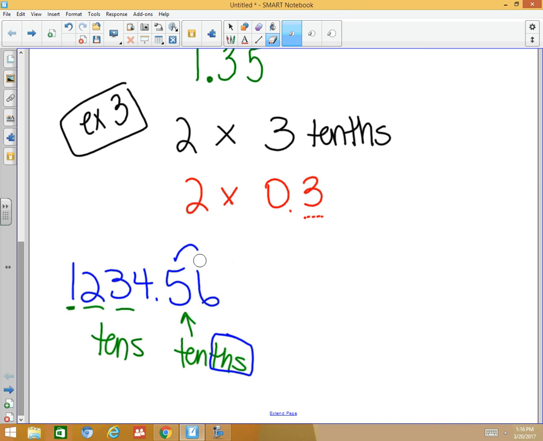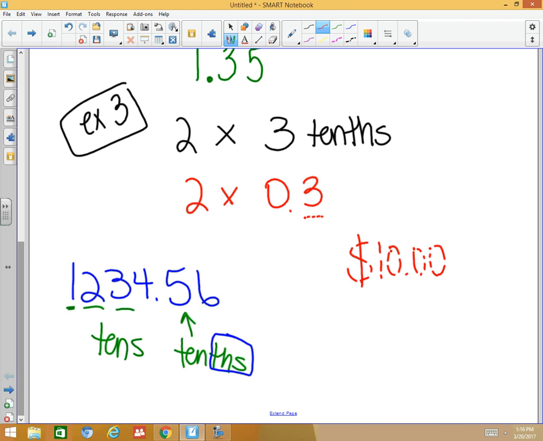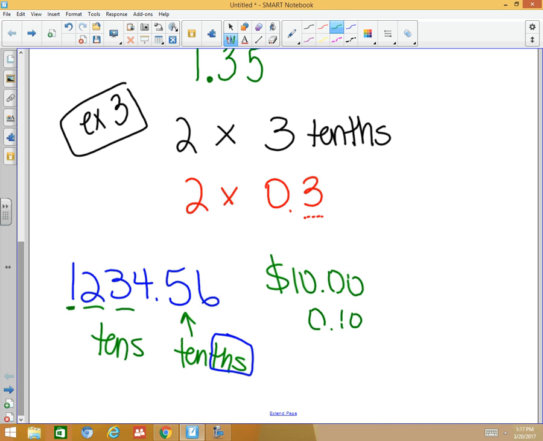What's the difference between tens and tenths? Okay, are you ready? I'm going to give you a quick lesson on the difference between tens and tenths. $10 looks like this, right? What does 10 cents look like? 0.10. That's 10 cents, right? Do you see the difference between a $10 and 10 cents?